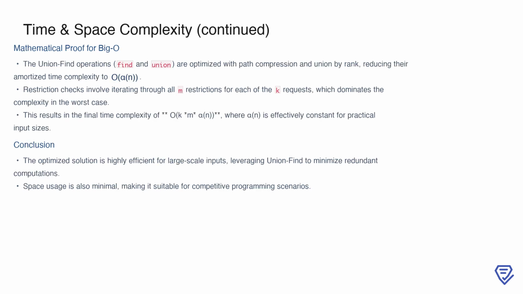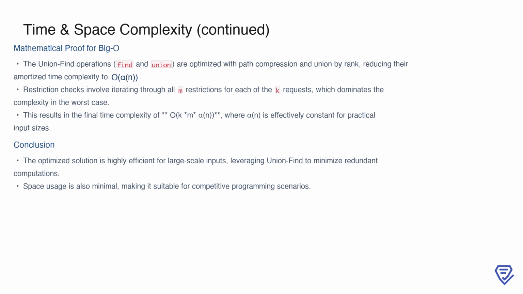Finally, let's validate the time complexity with a mathematical proof. The union find operations, find and union, are optimized using path compression and union by rank, which ensure that their amortized time complexity is O(alpha(n)). When processing the restrictions, the algorithm iterates through all m restrictions for each of the k requests, making this the dominant term in the overall complexity. As a result, the total time complexity is O(k * m * alpha(n)), where alpha(n) grows slower than any logarithmic function and is effectively constant for practical purposes.